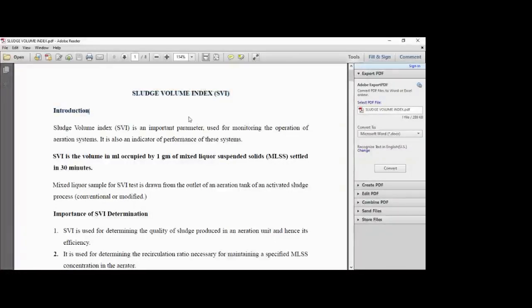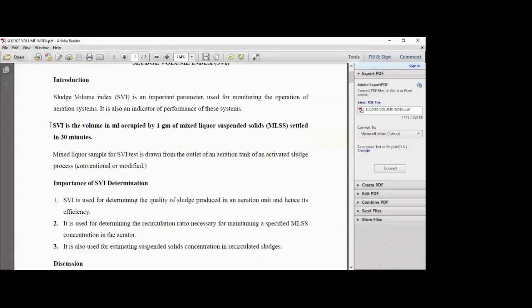Now, a sludge volume index is an important parameter. I would rather say it is a very important parameter, and it is a test that is done daily in the STP laboratory, right? So every STP has a laboratory, and this test is done continuously every day. Such is the importance of this parameter. So sludge volume index is an important parameter used for monitoring the operation of the aeration systems. It is also an indicator of performance of these systems, right?